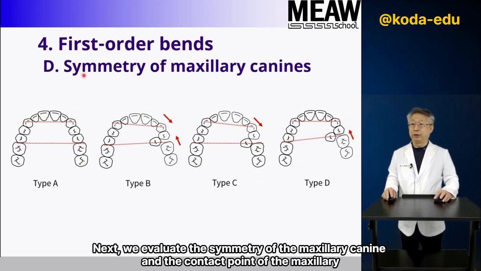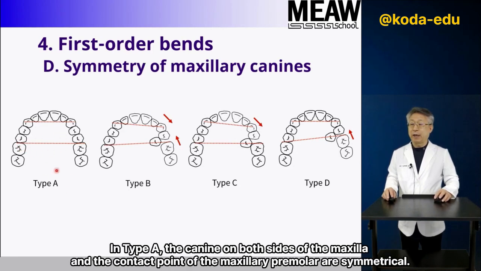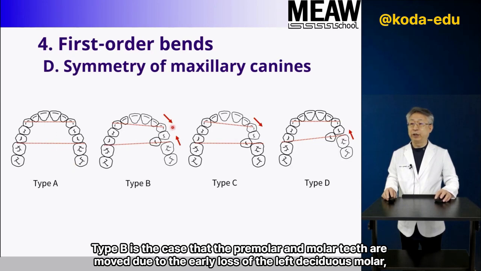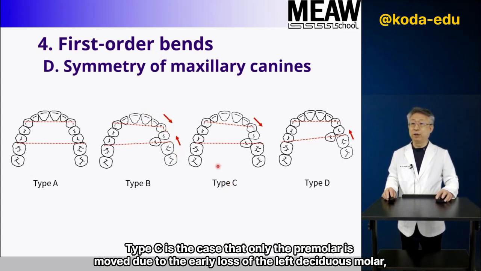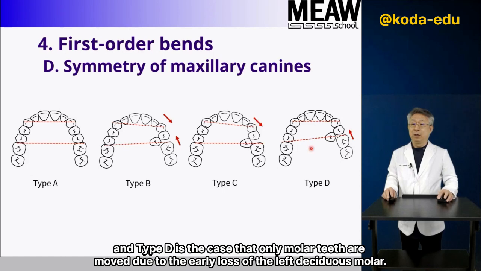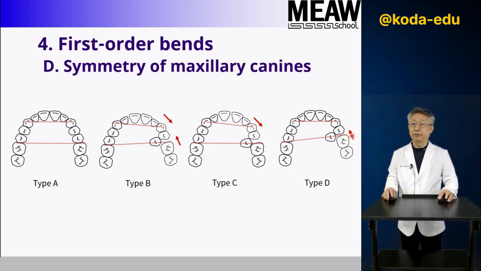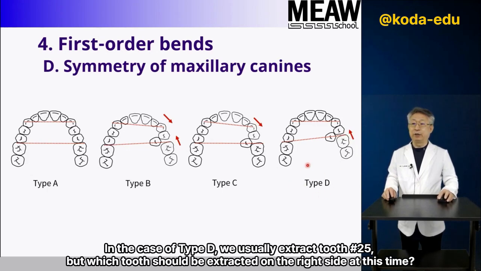Next, we evaluate the symmetry of the maxillary canine and the contact point of the maxillary premolar. In type A, the canines on both sides of the maxilla and the contact points of the maxillary premolars are symmetrical. Type B is the case where the premolar and molar teeth are moved due to the early loss of the left deciduous molar. Type C is the case where only the premolar is moved due to the early loss of the left deciduous molar. And type D is the case where only the molar teeth are moved due to the early loss of the left deciduous molar.